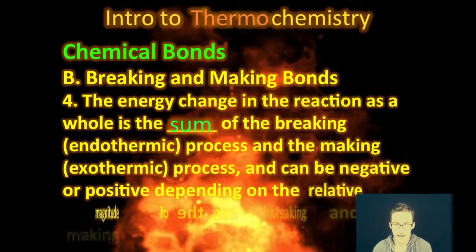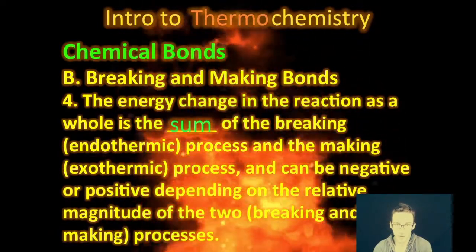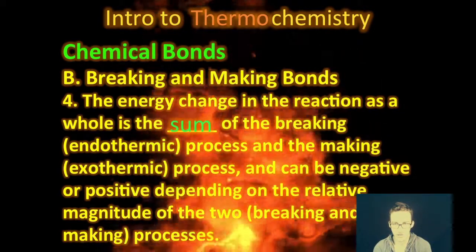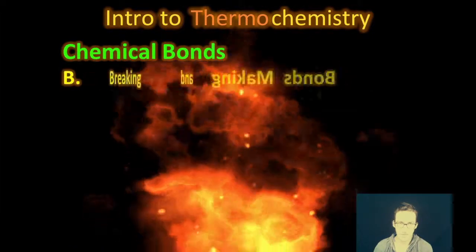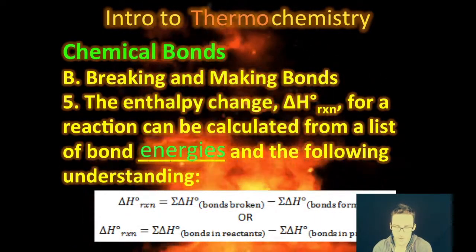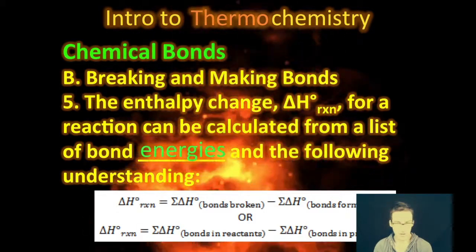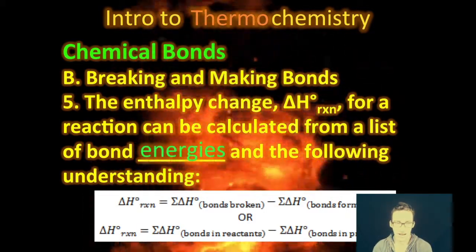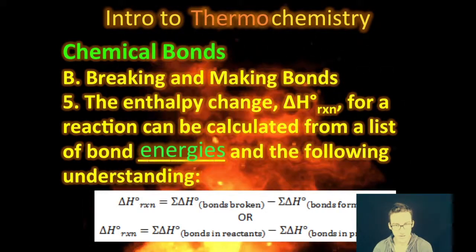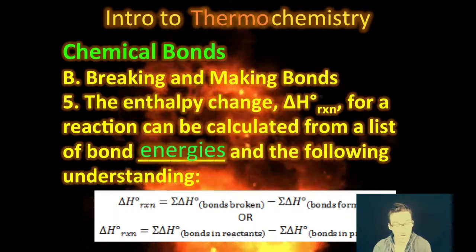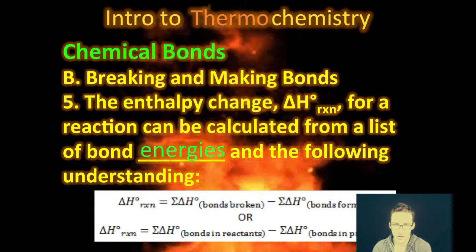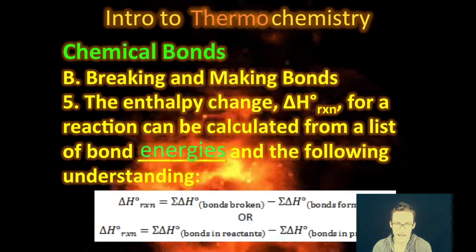The energy change in the reaction as a whole is the sum of both the breaking and the making process, and can be negative or positive depending on the relative magnitude of the two. Ultimately we can use an equation to describe that enthalpy change, or the overall change in energy required when we are making and breaking bonds. That is provided to you here in your notes. Note that it's not on your formula chart, and it can easily be confused with some of the other equations that are on your formula chart. So just take some time to commit this one to memory.